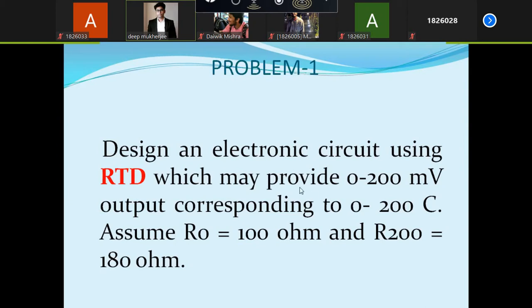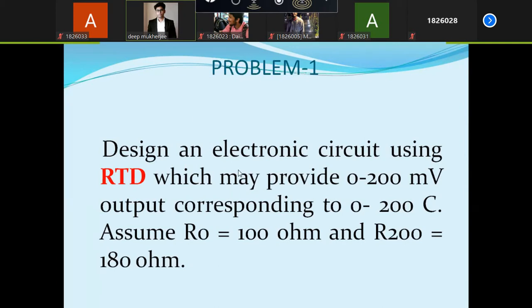Obviously, you have to calculate the parameters, but the main thing is that no input supply is given here. Whenever you design any electronic circuit, there is obviously some input voltage, an excitation voltage. It has not been mentioned here, so first we have to calculate that input voltage.